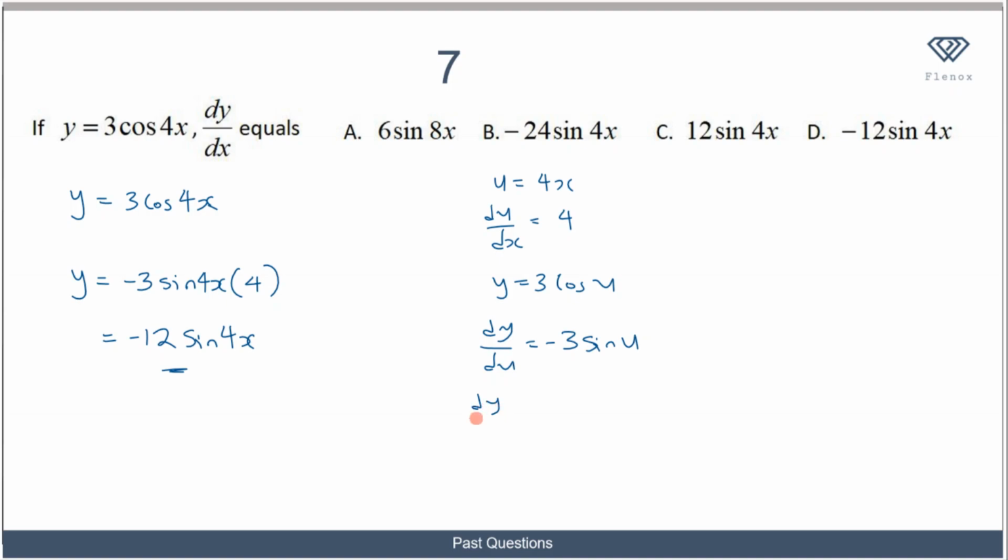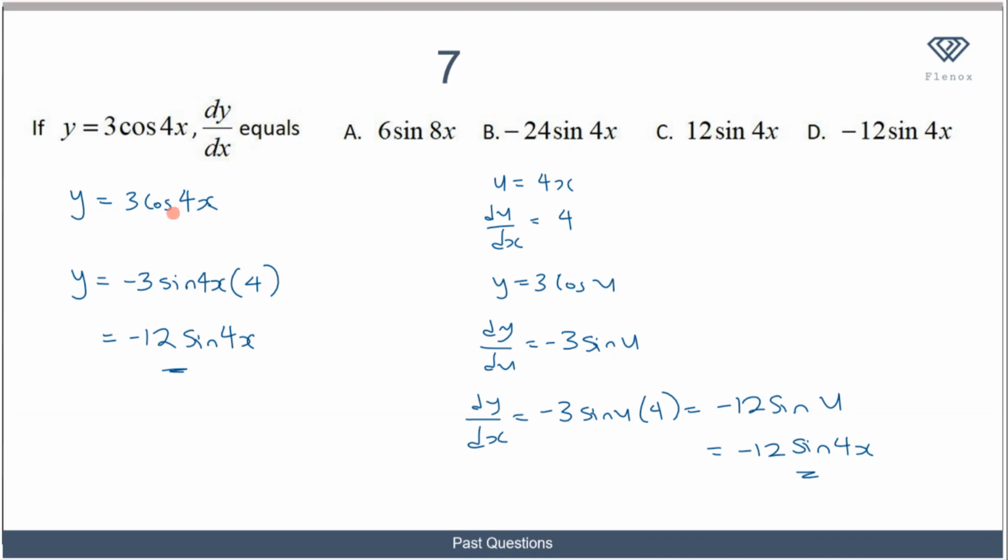So my dy over dx will just be the multiplication of my dy over du, which is minus 3 sin u, times my du over dx, which is 4, which equals minus 12 sin u, and u is equal to 4x, so it becomes minus 12 sin 4x. So you can see it is the same result, just that I solved it directly.